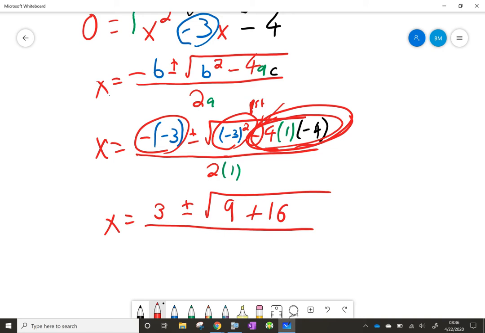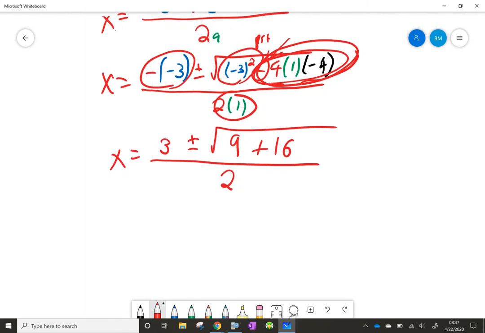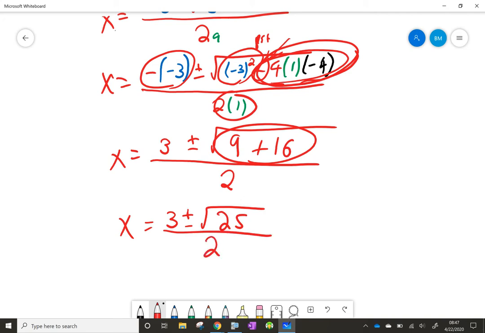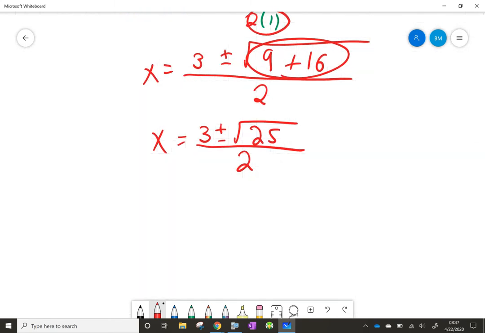All right, all divided by 2 times a. Now 2 times 1 is going to end up making 2. So there are 4 parts I've already simplified in one step. That's usually kind of a lot, but I think we'll be okay. All right, so the next step, let's focus still inside the radical. So 9 plus 16 is 25, so we're going to have the square root of 25 divided by the 2 still.